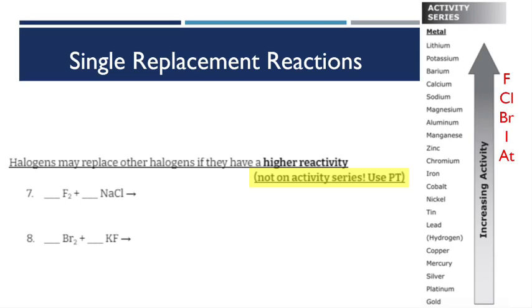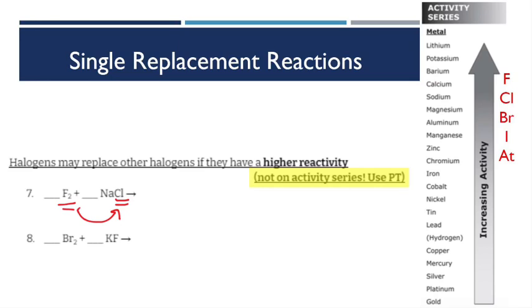And just like our metals, the higher up it is, the more likely it is to be able to replace the other halogen that is in the compound. So, same exact process as with our metals. We just have to realize when we find that non-metal as our single element, we have to go and make sure it's replacing the other element, the other non-metal in that compound.